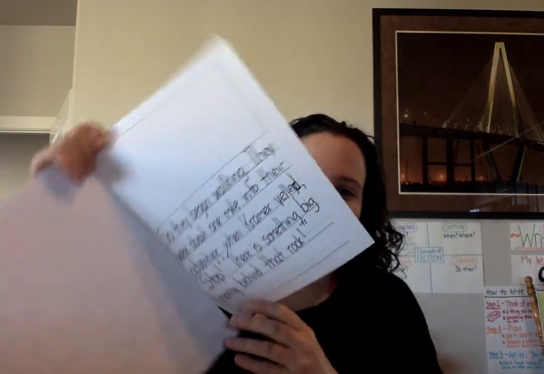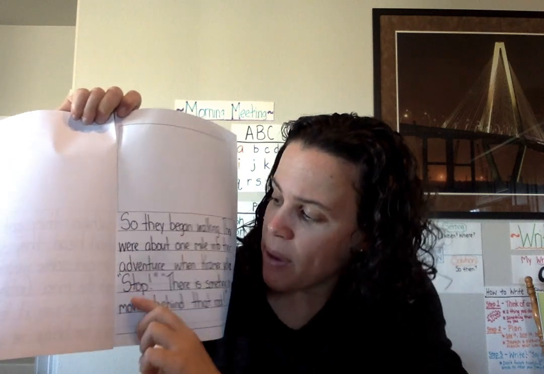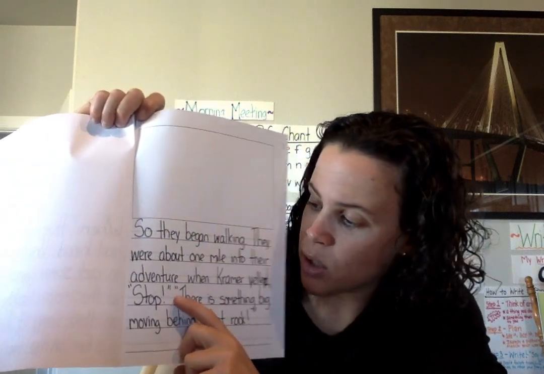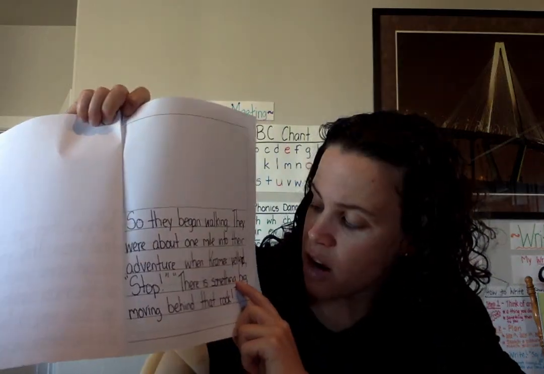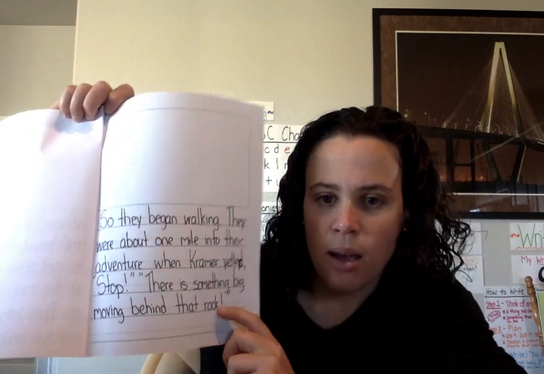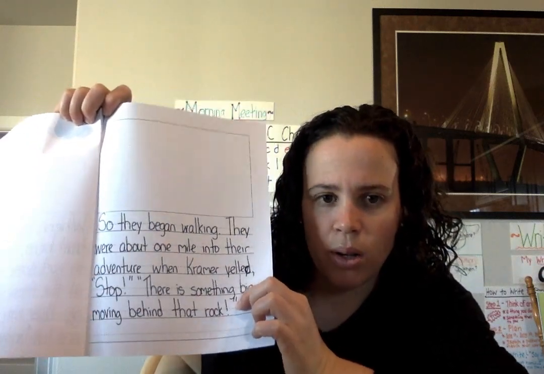So again, just leading up to one of my main events, okay, this time Kramer yelled, "Stop!" And I have quotation marks and an exclamation mark on it. Then he continues talking, so I add another quotation mark. "There is something big moving behind that rock." End of the sentence that he spoke, and then a quotation mark. Okay, and that's where I stopped for today, because I just want to talk about it a little bit.